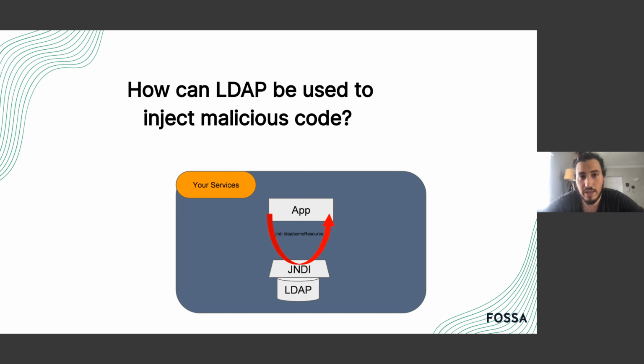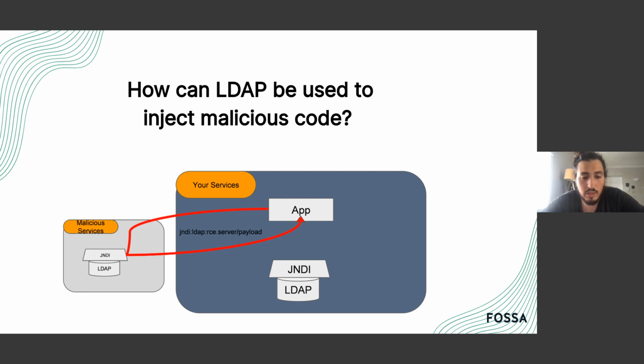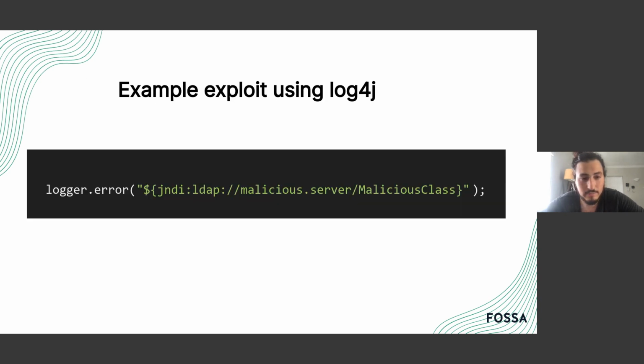So in the case where a malicious log message is able to be injected, Log4j will then pull down the resource from the malicious server. Again, just using the JNDI interface on top of LDAP. So here we're going to be downloading just a payload object from the rce.server domain.